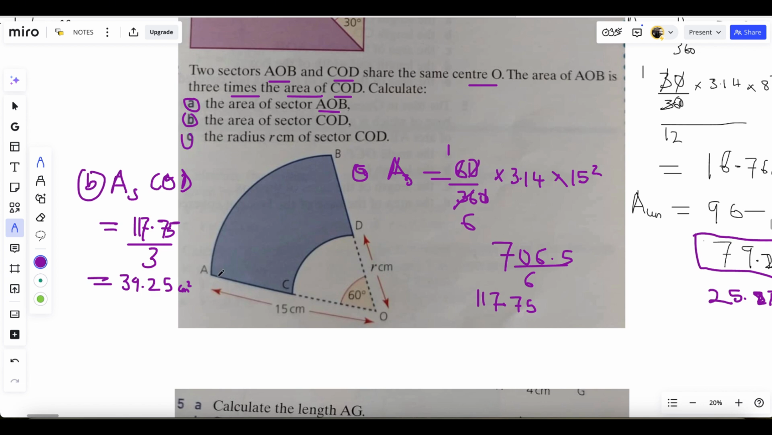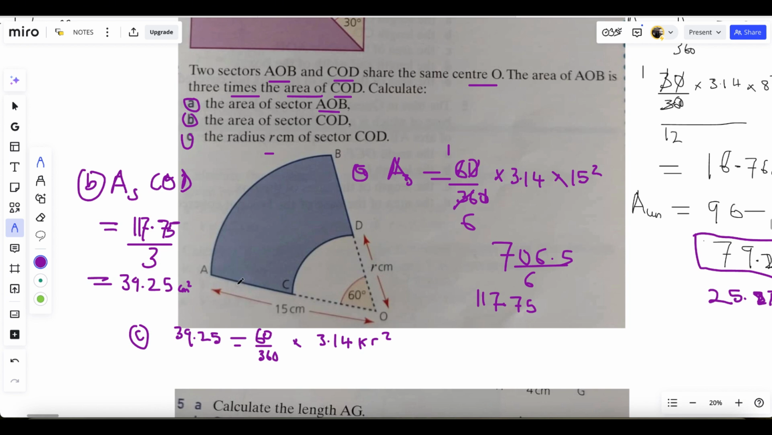So to find the radius, the C part of the question, you get it from the area. You say the area 39.25 is equal to the angle, 60, over 360 times pi r squared. 60 over 360 is simply 1/6. If you break it down to the lowest term, you get 1/6 times 3.14 times r squared. We don't know r, we want to find r. Remember, they say we should find the radius in centimeters.